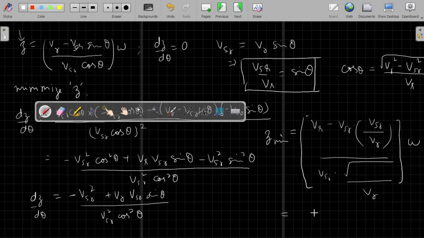So this would come out to be square root of VR square minus VSR square divided by VSR, into the width of the river. So this would be the minimum drift.